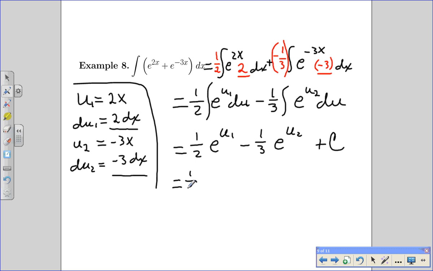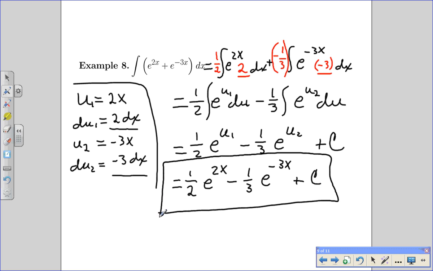We need to convert it all back into x's, so we get 1/2 e to the 2x minus 1/3 e to the negative 3x plus c. So for some of these, you have to do 2 substitutions, not just 1.